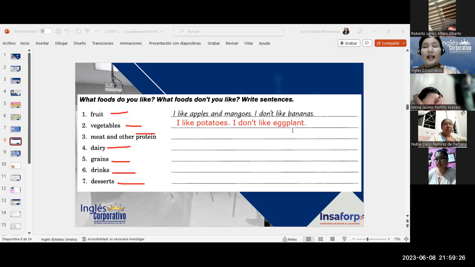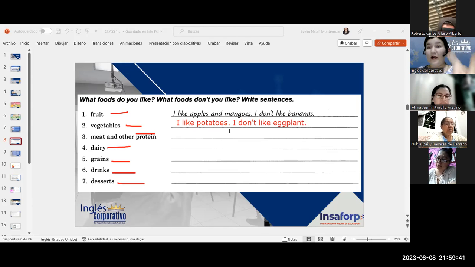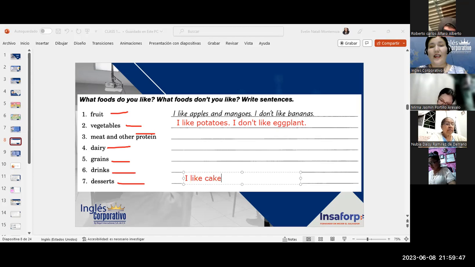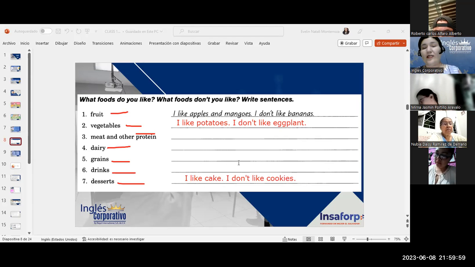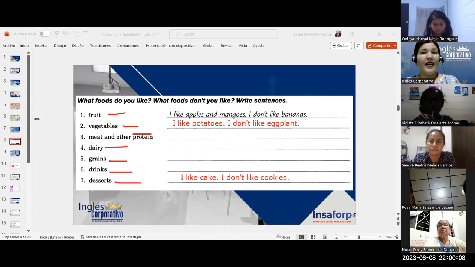Choose one of the categories, okay? Choose one of the categories and write the two sentences. I like, I don't like. About fruits, compare two fruits. You can compare two fruits, two vegetables, two drinks, two desserts. In this one, you can say, I like cake. I don't like cookies. It's an example, right? I like cake, I don't like cookies. And when you have your example, tell me. Mireya, give me your example.